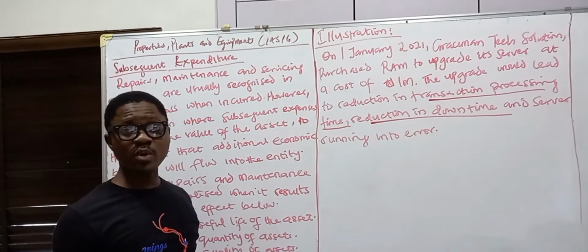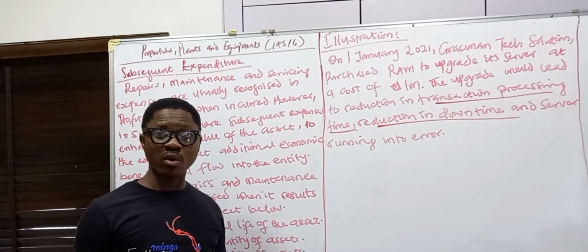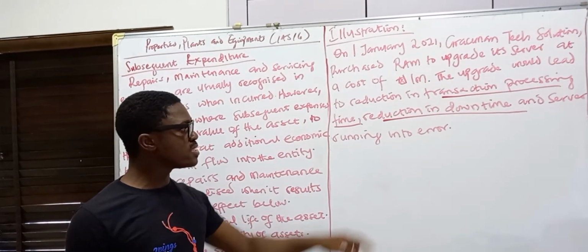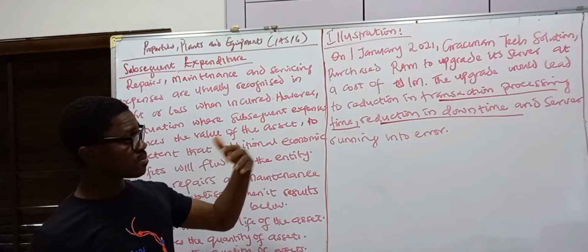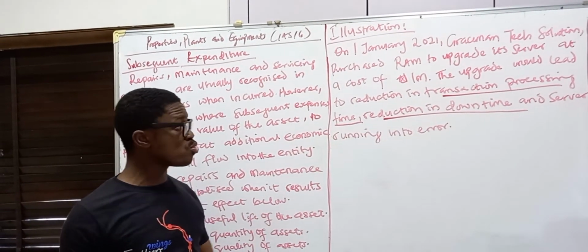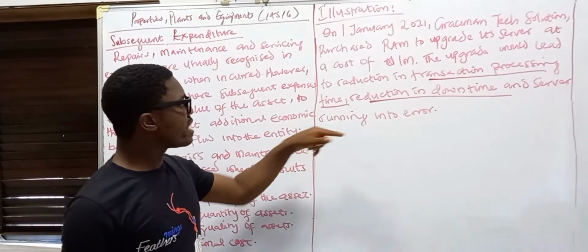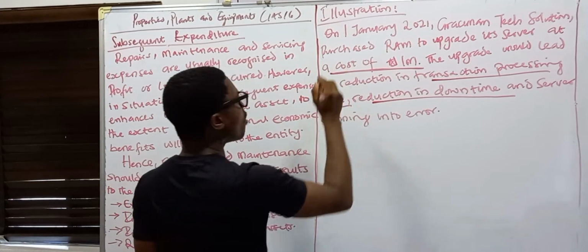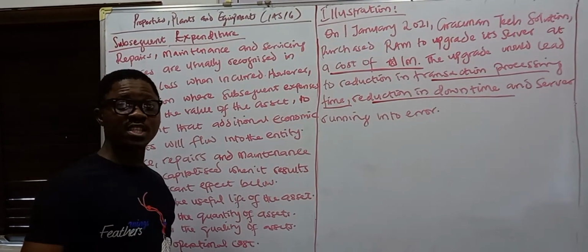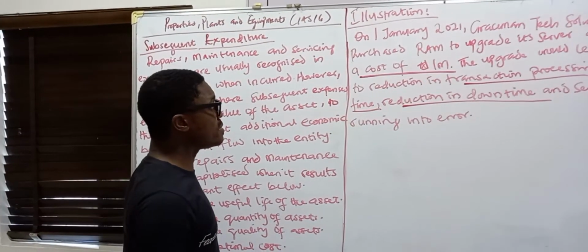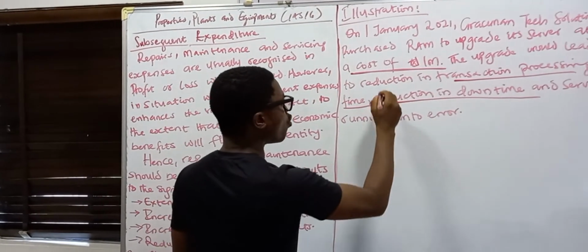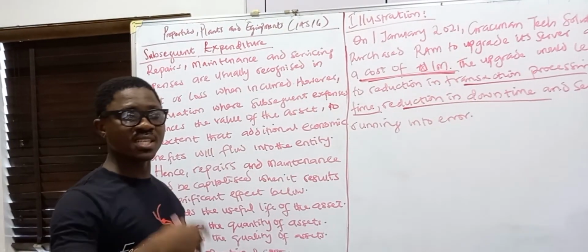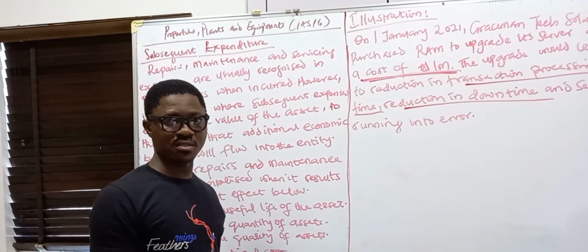Also, the server will not run into error. Each time the server runs into error, the services will be unavailable. But as a result of this server upgrade, the server will no longer run into error. That invariably means that the cost of upgrading the server will not be expensed, but it will be capitalized. That simply means that the 1 million naira will be capitalized at initial recognition, and it will be depreciated accordingly.